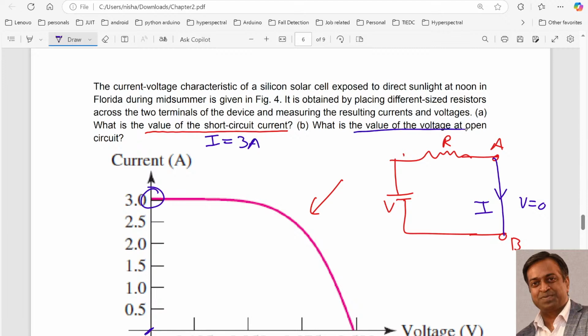Now, what is the value of the voltage at open circuit? At open circuit means this, right? There is no wire connecting A and B, and if there is no wire, the current will be zero, and we need to determine the voltage. From the graph we need to determine the location where the current is zero, which is this, right? And over here it is approximately 0.5. So the voltage will be 0.5 volt.